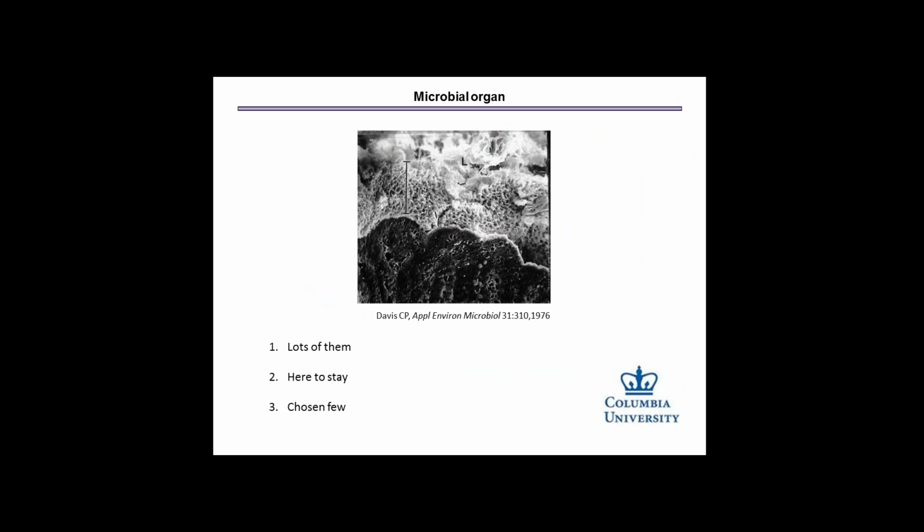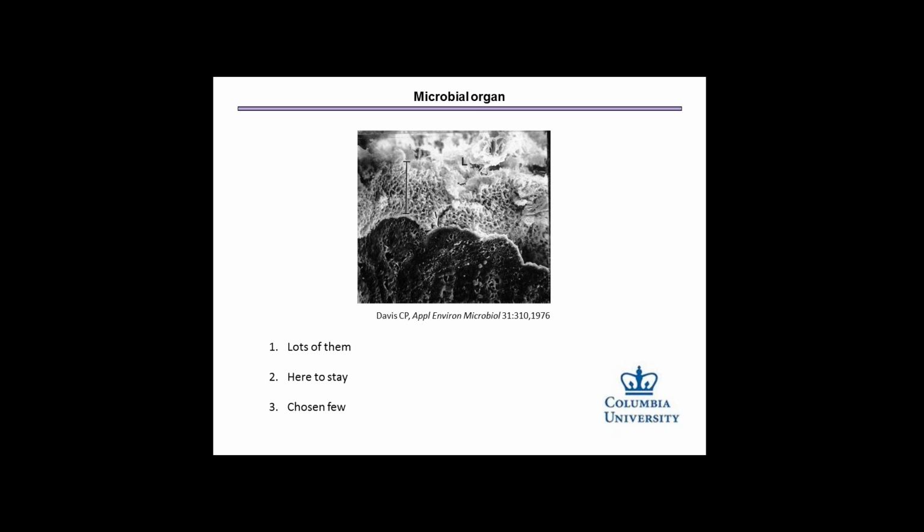When I think about the three main features of commensal bacteria that are important to keep in mind, the first is that there are a lot of them. There are very high numbers of microbes living on our bodies and in our mice, of course.